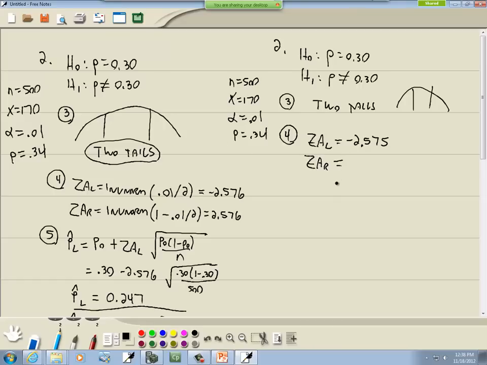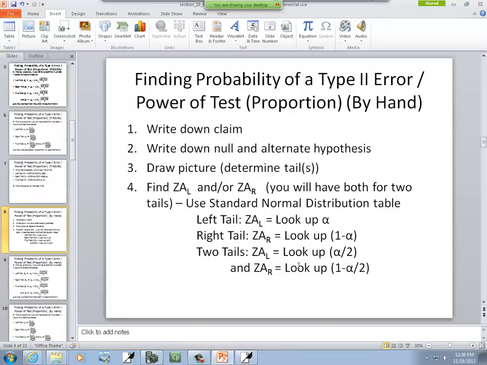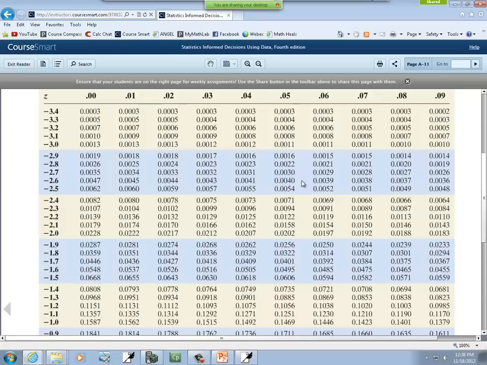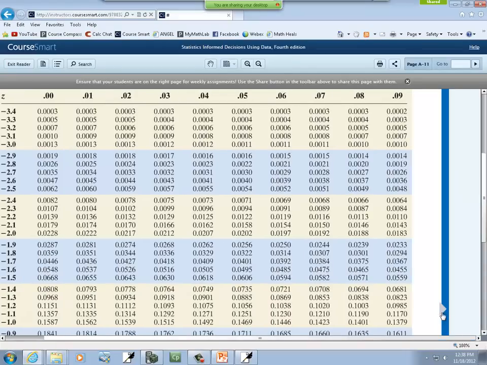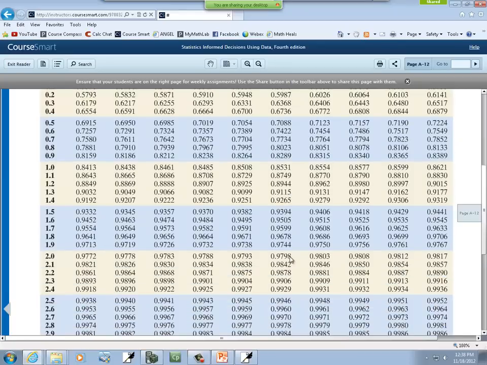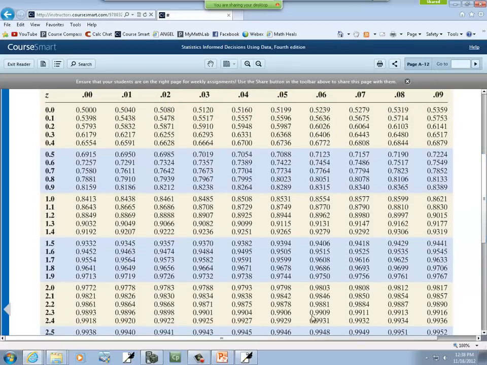Well, let's find ZA sub R. And that says look up 1 minus alpha divided by 2. Well, alpha divided by 2 was 0.005. So I'm going to look up 0.995. So 0.995. Okay, 0.9949, 0.9951. It's halfway in between these.